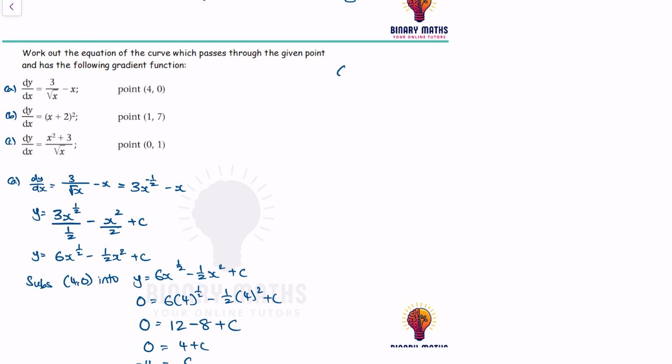Let's go here for part B. So part B is dy dx is equal to x plus 2 squared, which, if expanded, you get x squared plus 4x plus 4. So that means y is, find the antiderivative, so increase the power, divide by the increase. Increase the x to the power of 1 to x squared, divide by 2, the increase, and the last term is 4x to the power of 1, divide by 1, plus c.